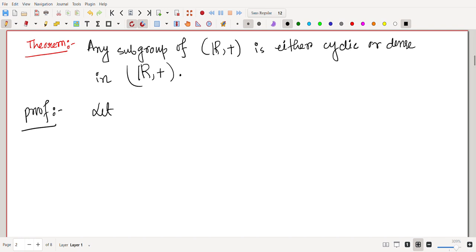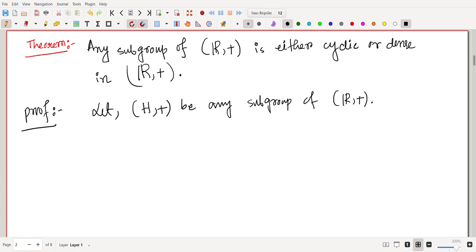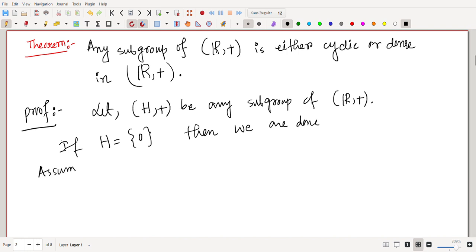So let H be any subgroup of R plus. If H is trivial, then we are done, because if H is trivial then it is cyclic. Assume that H is non-trivial.